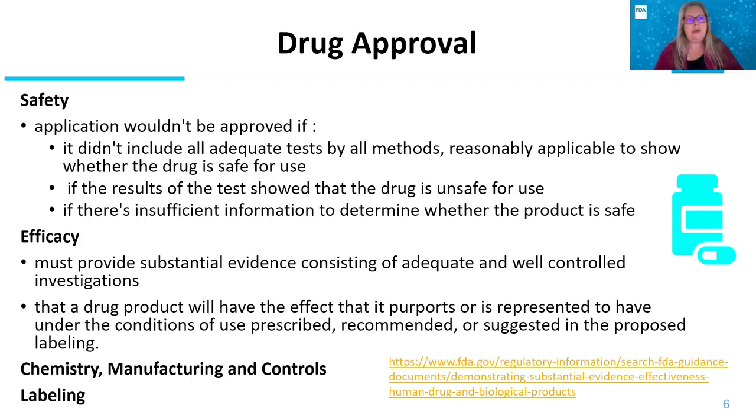So the efficacy standard that we abide by states that the program must provide substantial evidence consisting of adequate and well-controlled investigations, and that a drug product will have the effect it purports or is represented to have under the conditions of use prescribed, recommended, or suggested in the proposed labeling. So this is part of the big law of what it says. So efficacy is our standard. And so what we really want to do is, do we have evidence that the drug works, or as in, is there a clinical benefit where we have an improvement in how a patient feels, functions, and survives?